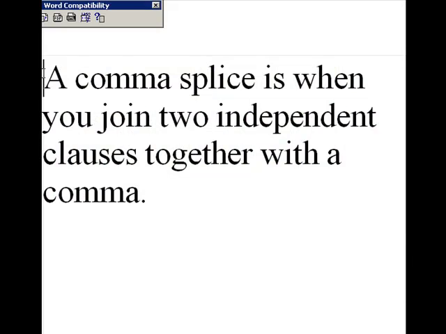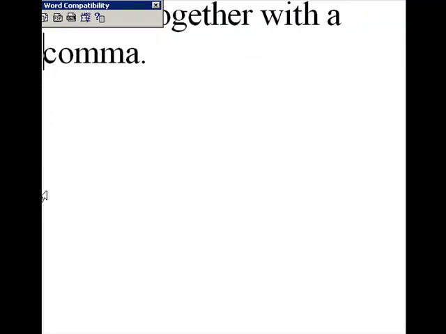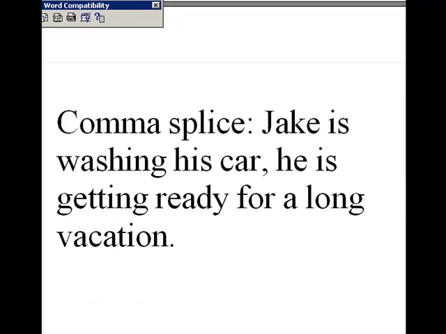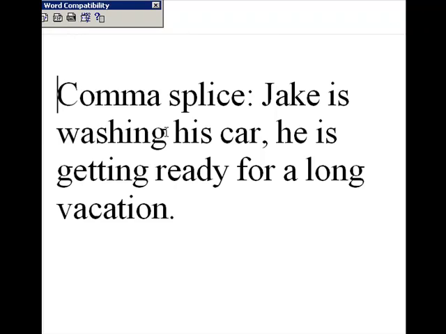A comma splice is when you join 2 independent clauses together with a comma. Okay, let's take a look at an example here. Here's an example of a comma splice. Jake is washing his car, notice the comma, he is getting ready for a long vacation. So the writer took 2 different independent clauses. I can recognize them by Jake is washing and he is getting. So you have 2 subjects and 2 verbs joined by a comma. Stop. Do not do this on the TOEFL test. Trust me. Okay, let's keep going.